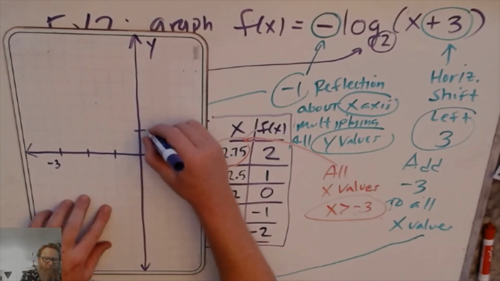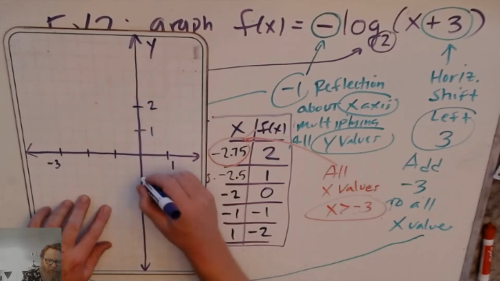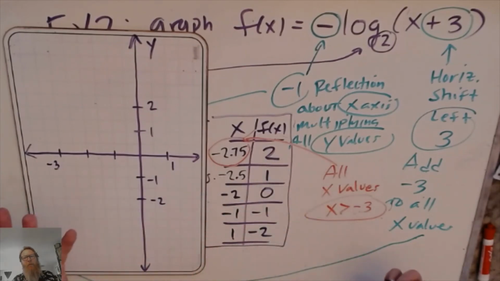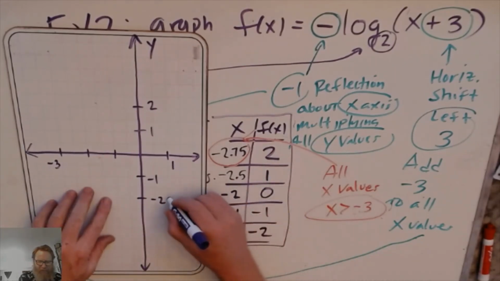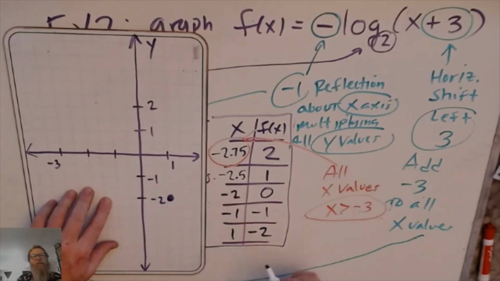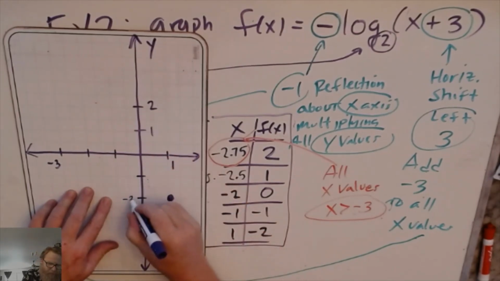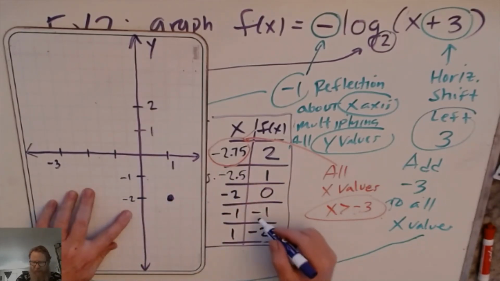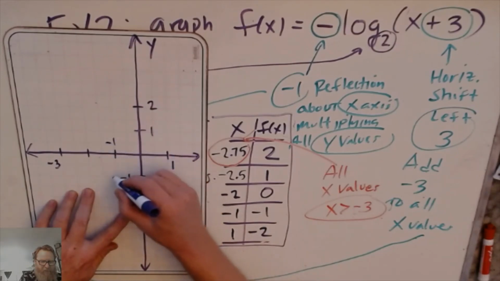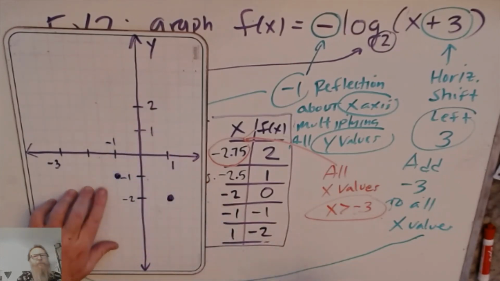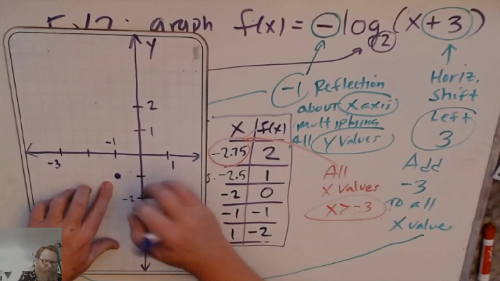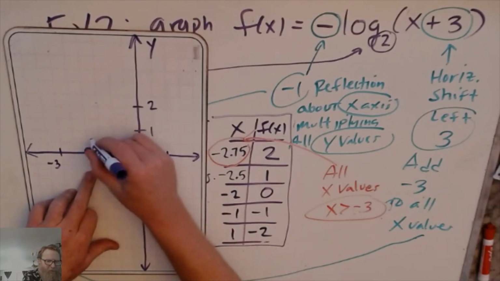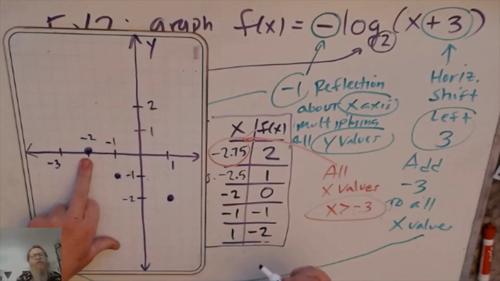And then I'm putting my y values 1 and 2 and negative 1 and negative 2. And again, you only have to plot the good ones. So let's go 1 and negative 2. That's definitely a good one. Here, let me move those over there. So there's 1 and negative 2. Negative 1 and negative 1. That's a good one right here. Negative 2 and 0. That's right there.